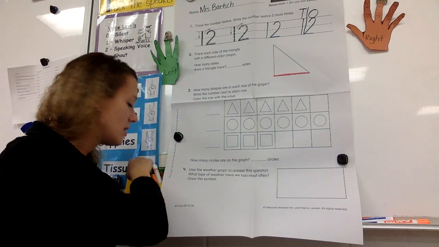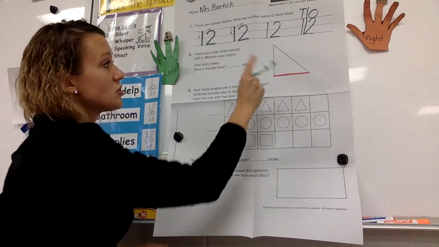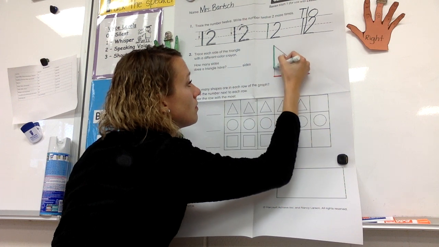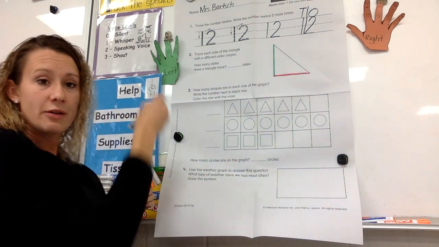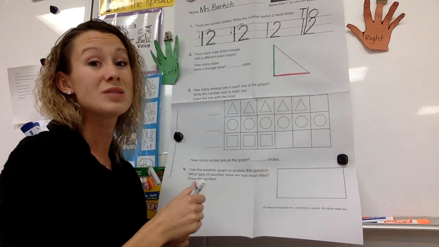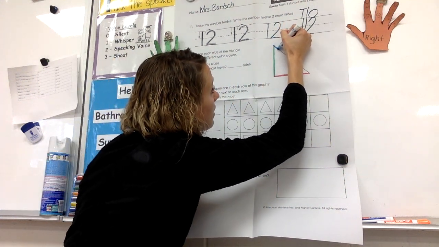Then I want you to take your green crayon. I'm using a marker so you can see. Take your green crayon. I want you to trace this line over here on the left with your green. Then I want you to take your blue. You're going to trace this third line with your blue. Stay on it, okay? This is tricky. Be very slow and careful.